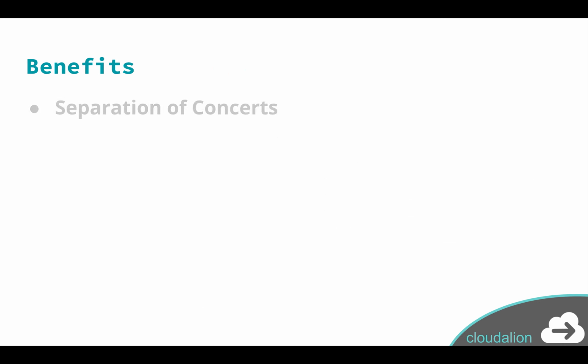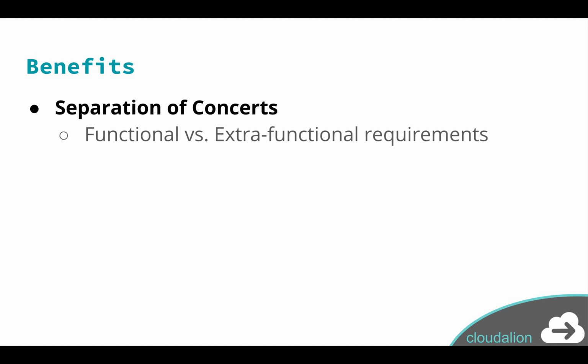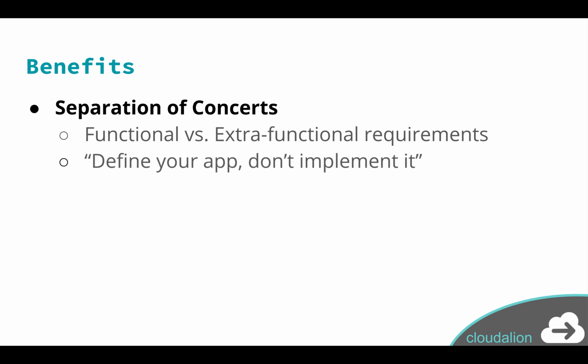So the benefits of application embedding are, first, separation of concerns, where functional requirements are handled by the business logic, while extra-functional requirements like performance and scalability are handled by the application platform. In a way, it allows us to define applications and not implement them.